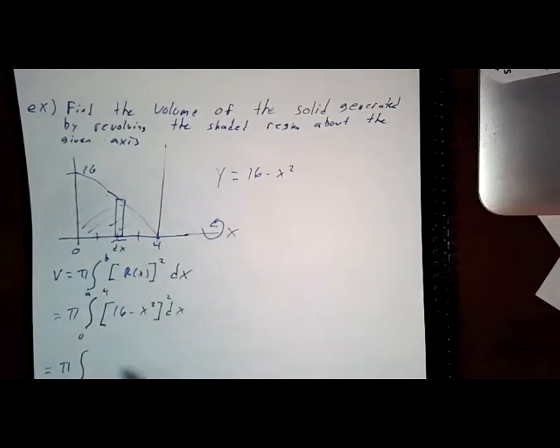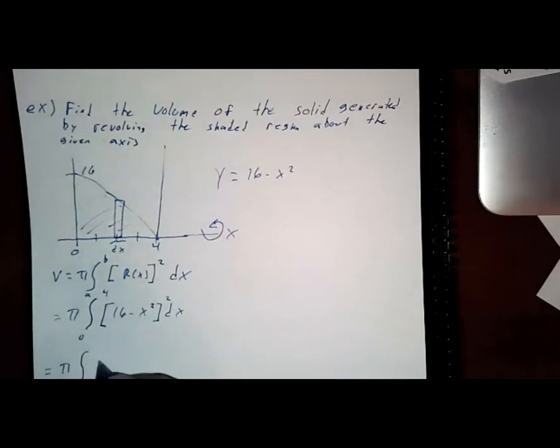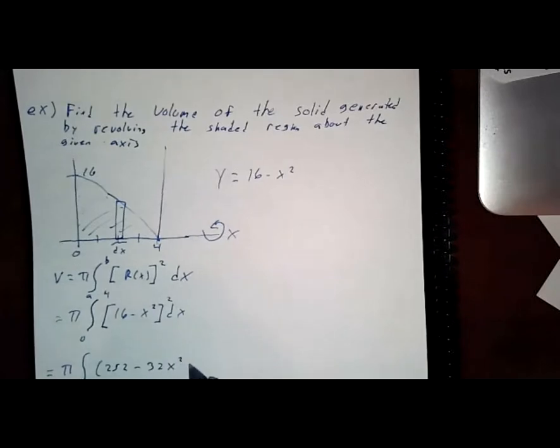Square this. All right, so 16 squared, what is that? I don't know what that is. No. So FOIL this out and you'll get 252 minus 32x squared plus x to the 4th dx.